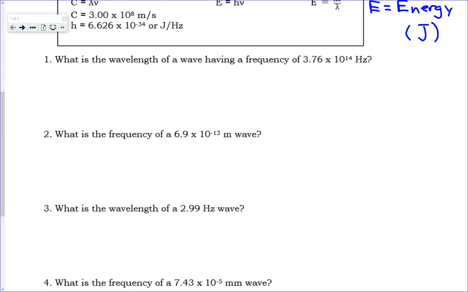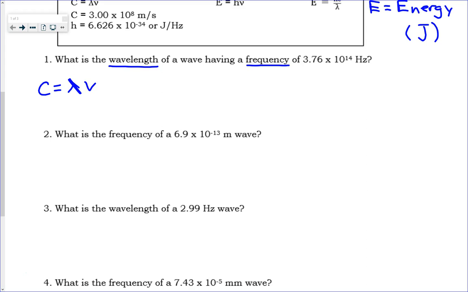So question number one here is what is the wavelength of a wave having a frequency of 3.76 times 10 to the 14 hertz? In this case, we're relating wavelength and frequency, so you have to go up in your equations and try and find the one that has wavelength and frequency. Again, those are lambda and nu as the variables. If you look through those different equations, you should see that C equals lambda nu is the one that is most fitting this problem.